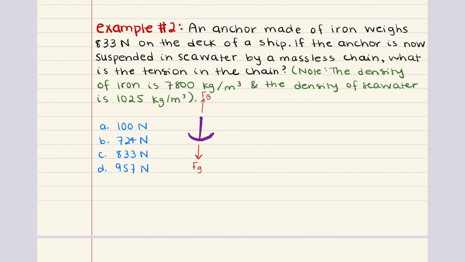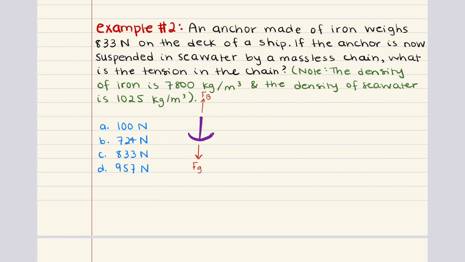Now, when the anchor is suspended in seawater, 2 forces act on it. We have the gravitational force. This is the downward force due to the anchor's weight in air, and it's given as 833 newtons. The second force is the buoyant force. This is the upward force that's exerted by the seawater on the submerged anchor, and the buoyant force is determined by the volume of water displaced by the anchor.